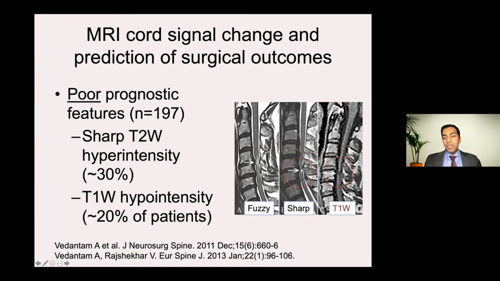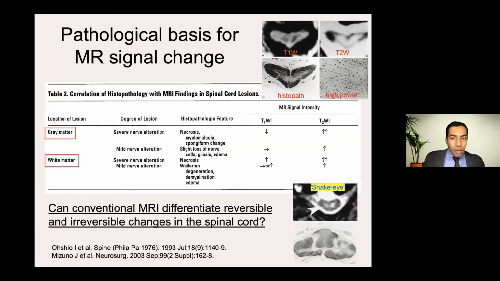So patients with these two kinds of signal change were least likely to achieve a Nurick grade of 0 or 1 at follow-up. So we have some MR predictors of outcome. But interestingly, the fuzzy type is actually the most common type we all see, and that doesn't have very good prognostic value. What do we talk about when we talk about this T2 signal change?